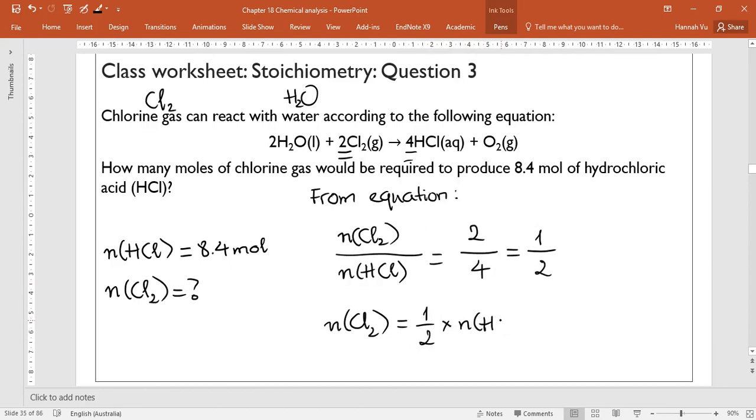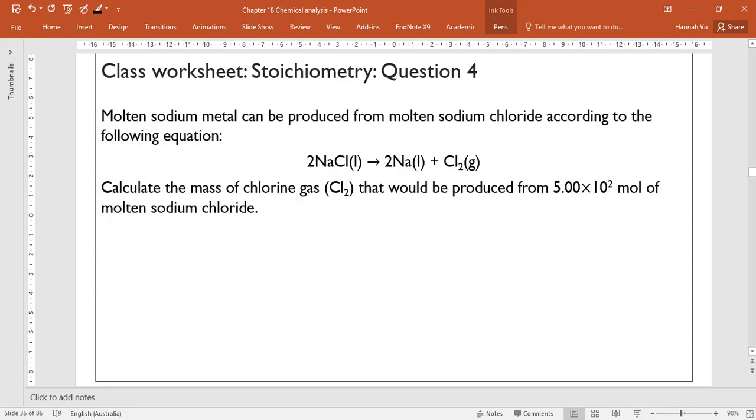So the number of mole of chlorine gas required is just half times 8.4, which is 4.2 mole. And that is the answer to the question. It's a very simple question. All right, let's stop this.